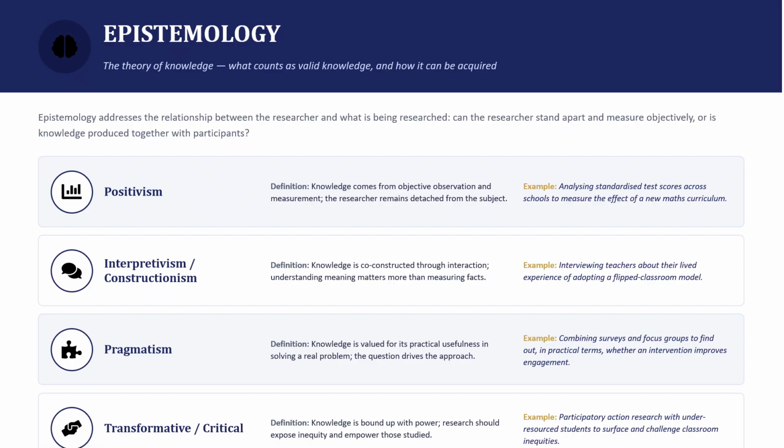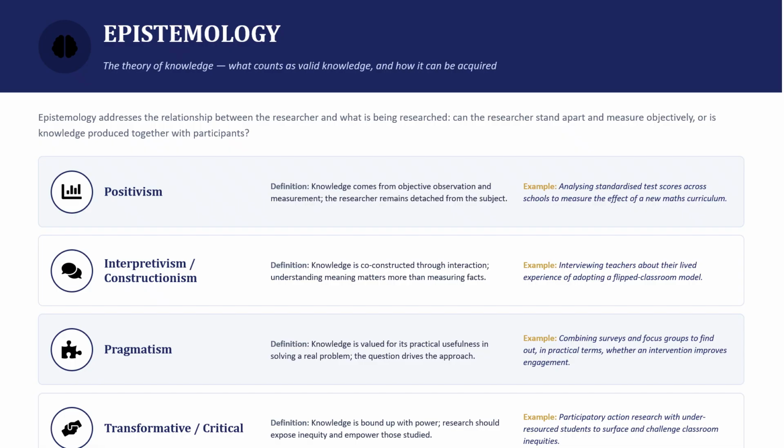Right, it's about epistemology. What is meant by epistemology? It refers to the nature or origin or scope or the limits of human knowledge. So we can take it as the study of human knowledge, the theory of knowledge. What counts as valid knowledge and how it can be acquired. So what is knowledge and how do we know what we know? That comes under epistemology.